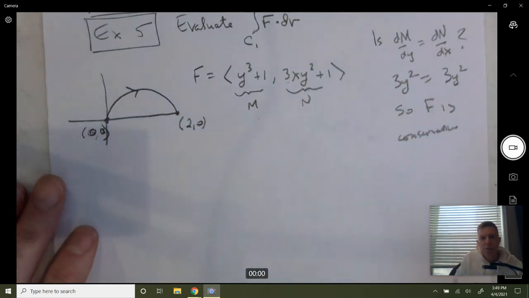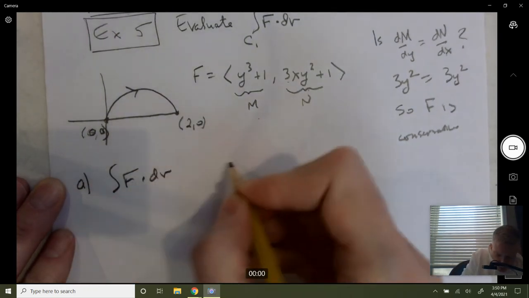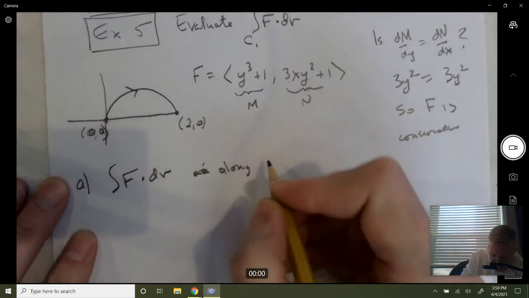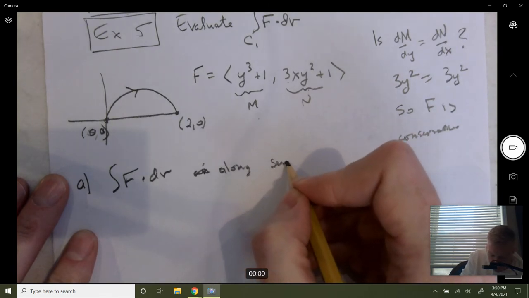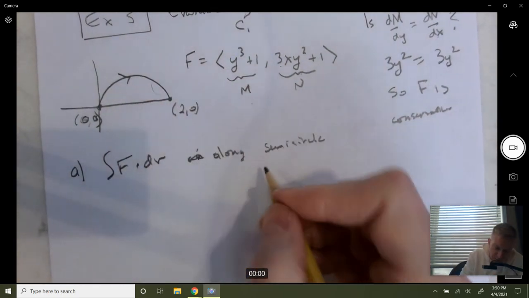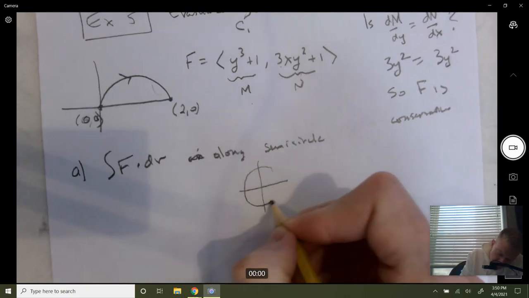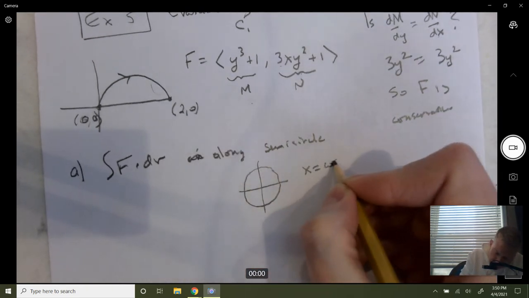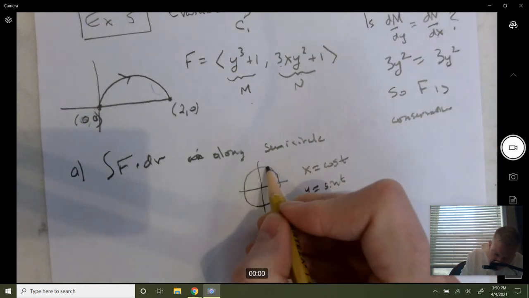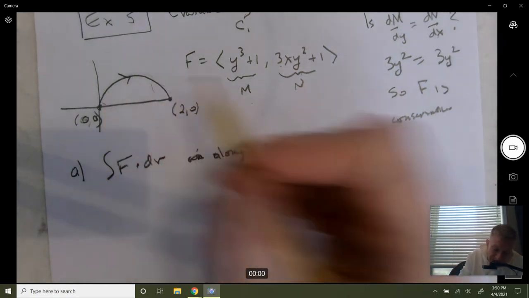Okay, let's do this in three ways. So part A, we're going to find the integral of F dotted with dr along the path they told us, the semicircle. Okay, so we have to parametrize this curve. If you simply had a circle, the way you parametrize a circle is x equals cosine t, y equals sine t, and that's going to assume you're going in this direction, right? And now this is tricky because we're going the opposite direction.